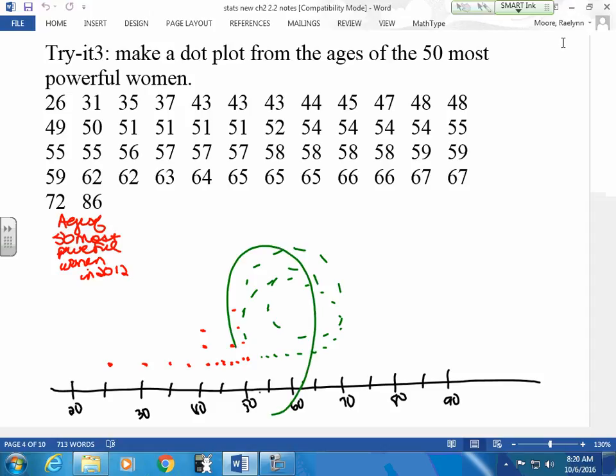So these should be a little bit higher. And then I got kind of a straggler or two to the side, right? And a 72, and then all of a sudden I have an 86. I have an 86 out there.